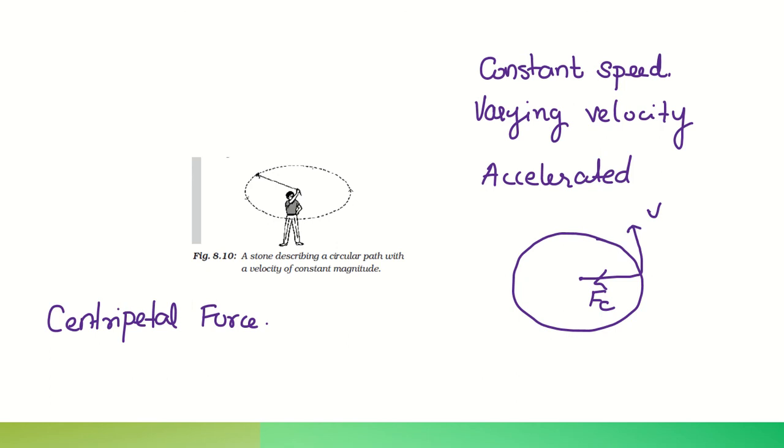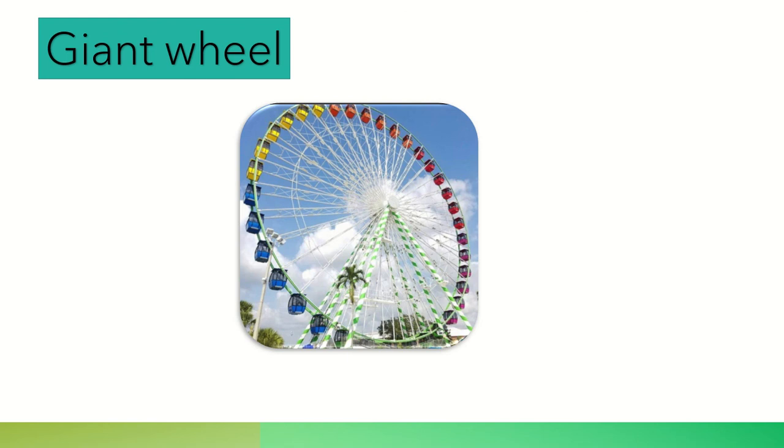Now let's see some examples for uniform circular motion. A giant wheel is a kind of rotatory motion also, because it moves around an axis, and it undergoes uniform circular motion if it is moving with constant speed. Throughout the motion, all the people and the seating arrangement are just a complete system. So the motion is with constant speed along a circular path, but at every instant the direction of motion keeps changing. So this is an example of uniform circular motion.